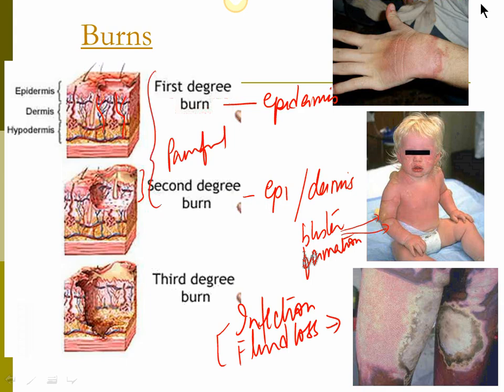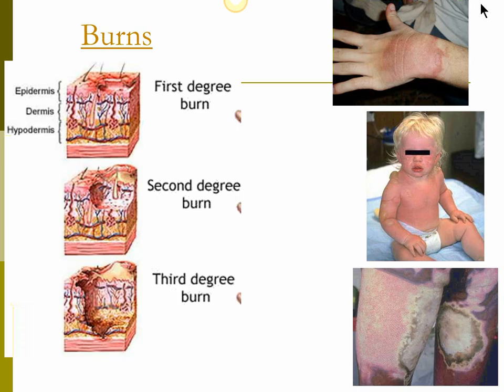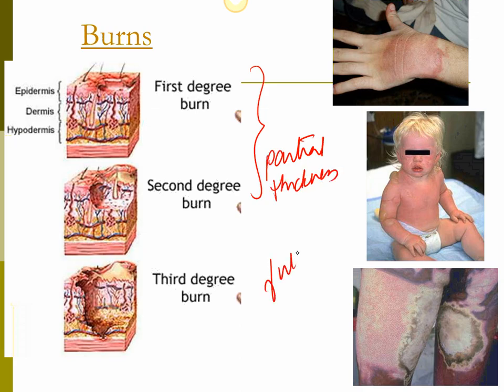And remember, she said third-degree burns we call full-thickness burns because it involves the entire thickness of skin. The first and second are also known as partial thickness burns. So these are called partial thickness, and these are known as full-thickness burns.